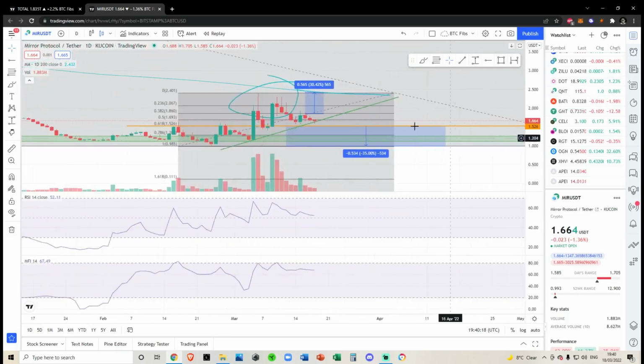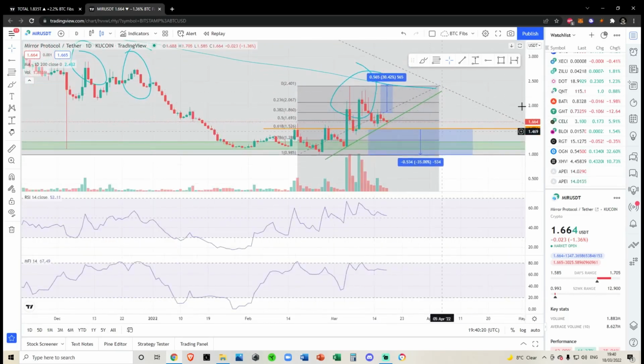So that is all I see for Mirror Protocol. It looks half decent, but once again, this 153 is the make or break line, and we haven't made a decision yet whether we have backtested it and gone strongly up yet. So best of luck if you are holding Mirror.